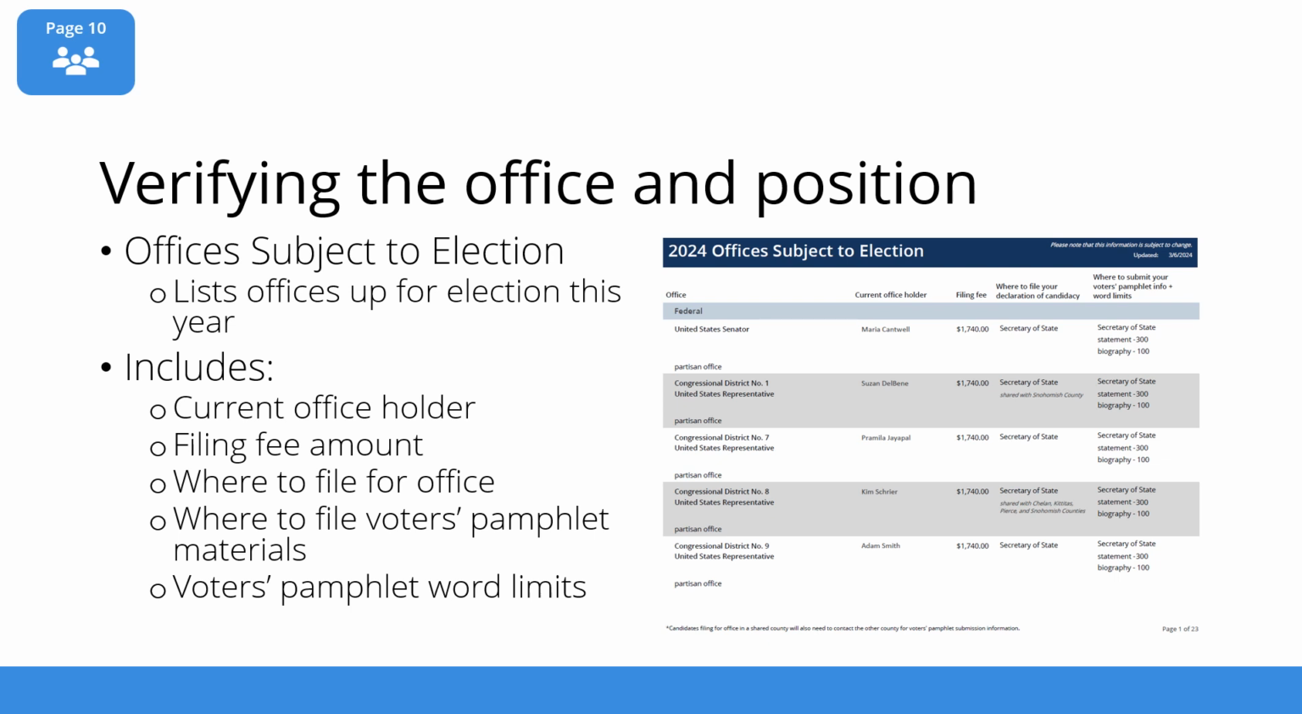One resource that we have on our King County Elections website is a document called The Offices Subject to Election. This document contains a list of all the offices up for election this year. The document includes the current office holder's name, the filing fee amount, where to file for office, where to file the voter's pamphlet information, as well as the voter's pamphlet word limits.